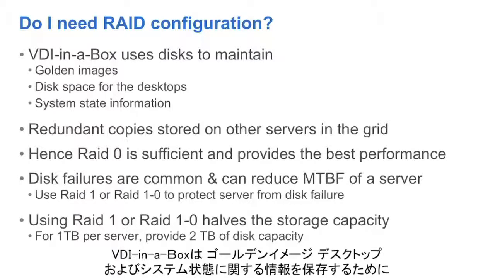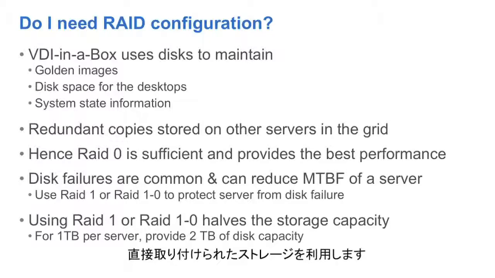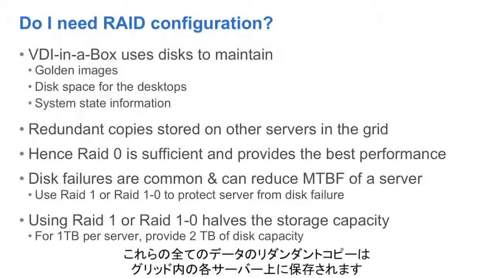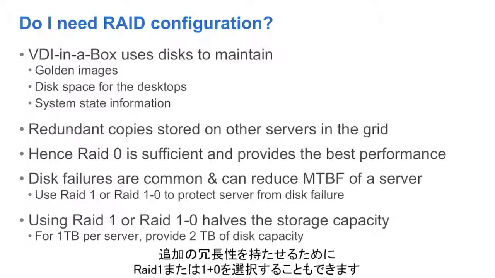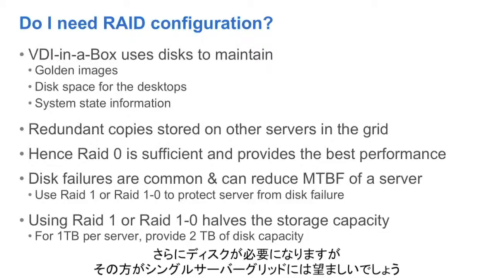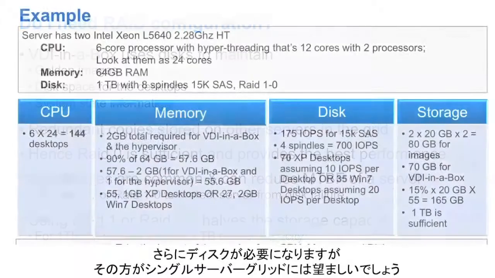VDI-in-a-Box uses your direct attached storage to store your golden images, desktops, and system state information. Redundant copies of all of this data are stored on every server in your grid. For this reason, RAID 0 is sufficient for a multi-server grid and will provide you with better performance. You can optionally use RAID 1 or 1+0 to provide additional redundancy. Though this increases the number of disks necessary, it is advisable for a single server grid.